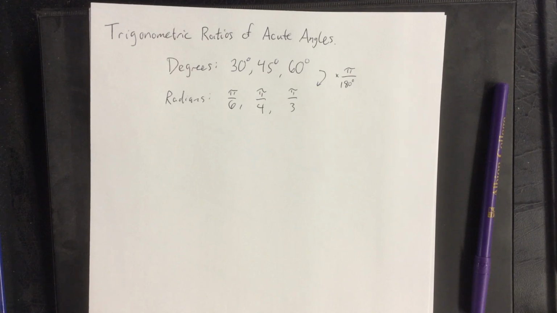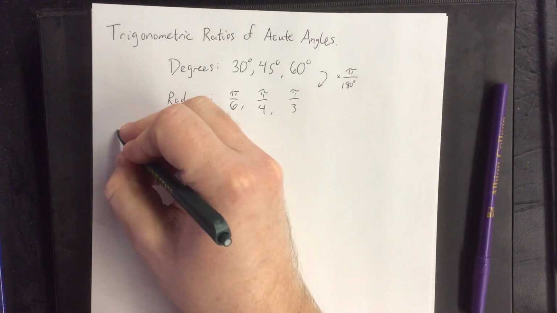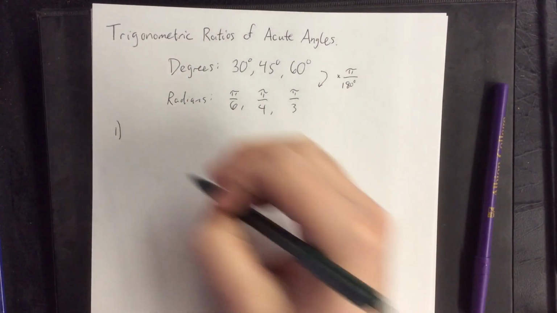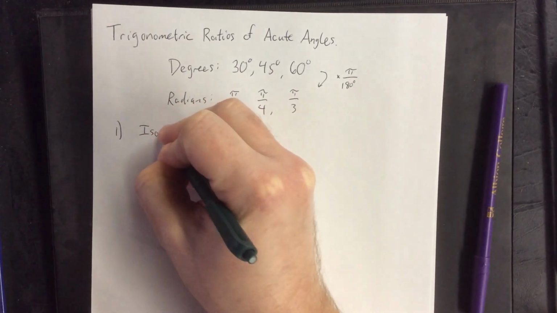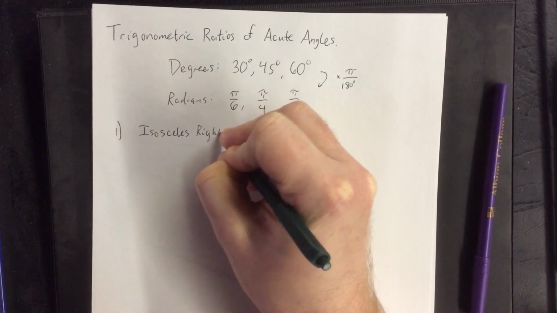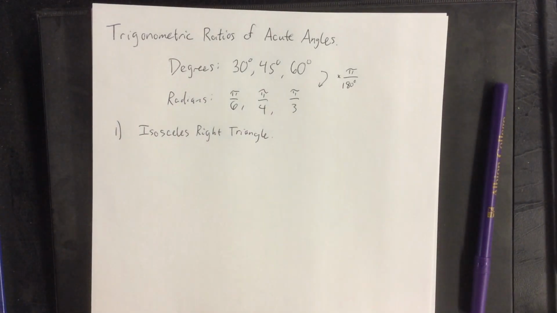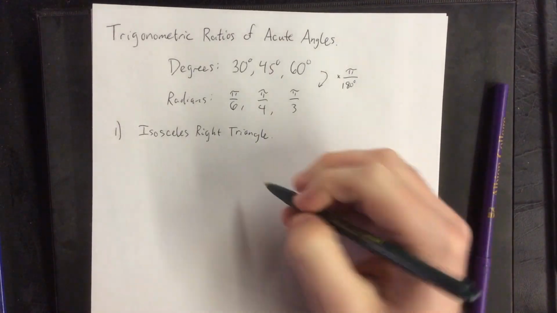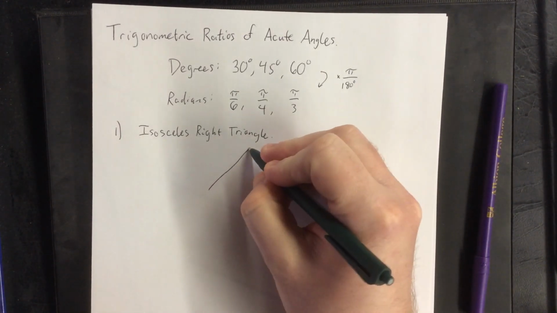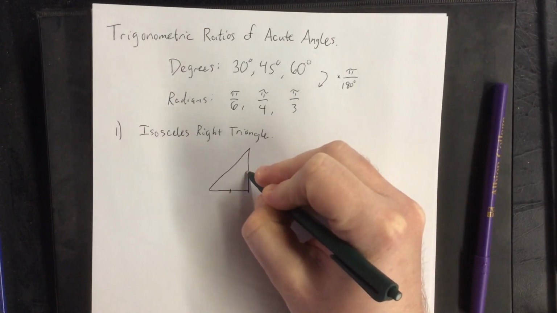Now, rather than trying to remember everything there is to know about these particular angles, I want you to be able to construct two triangles. The two triangles that I'd like you to construct are known as the isosceles right triangle. Actually, let's just start with that one. The isosceles right triangle. In an isosceles triangle, two of the sides are congruent to each other, and by congruent, I mean they are the same length.